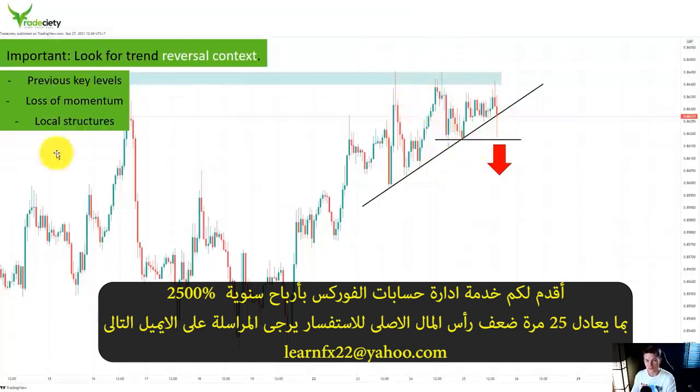We are also able to define a local structure. So we have our trend line here, 1, 2, 3, 4, 5 touch points. Great. We're looking at a confirmed valid trend line. And we're looking for a last swing low. So here's the last swing low.